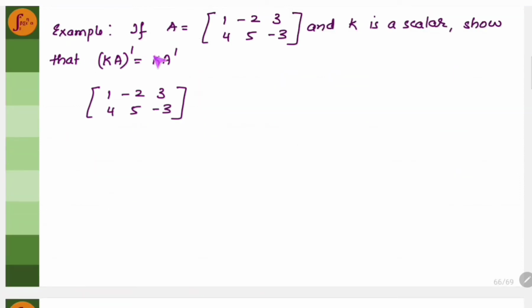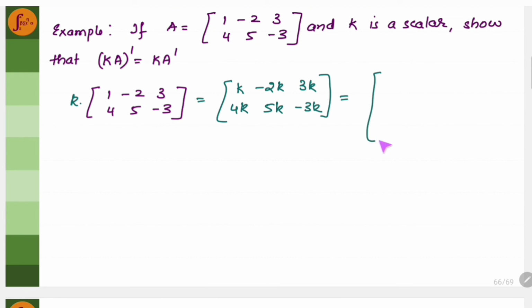So let's take another example where a matrix is given, and if you multiply this matrix with a constant or a scalar, then the property states that K into A, the whole transpose, is equal to K into A transpose, right? So what we'll have to do is, first we'll take matrix A and assume that there is some scalar K, multiply the scalar value with the matrix, and then get the transpose of it. So when you multiply, you're going to get K into 1, K, minus 2K, 3K, 4K, 5K, minus 3K. Simple scalar multiplication.